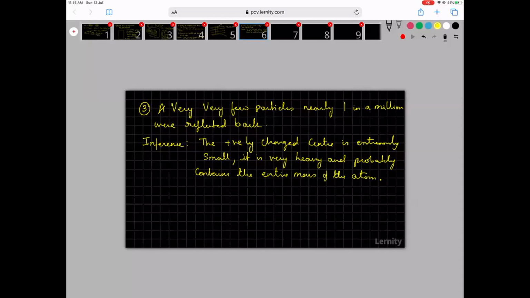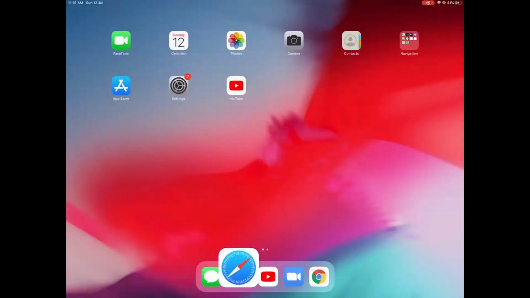So there were 3 prime observations. One, most of the alpha particles went straight without any deviation. Second, a few of them got deflected at small angles. The third, very few particles, nearly 1 in a million, were reflected back. So these were the 3 observations.